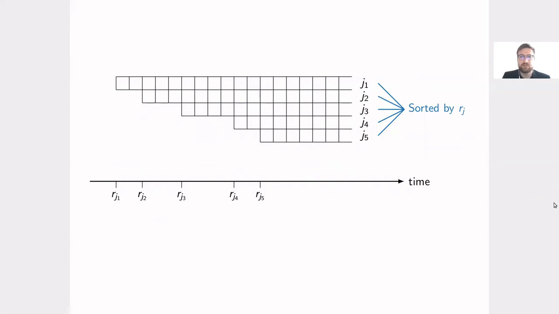Next, let me give you a different interpretation of the problem. Let us take one row for each job and one column for each unit of time. And further, let us sort the jobs by the release time. So the job that's released first is on top, and the job that's released last is on the bottom. So each square in this picture stands for a job and a unit of time that comes after its release time.